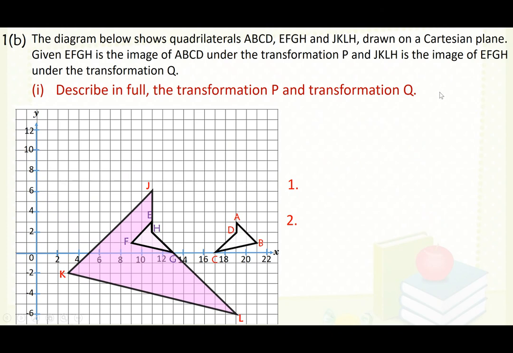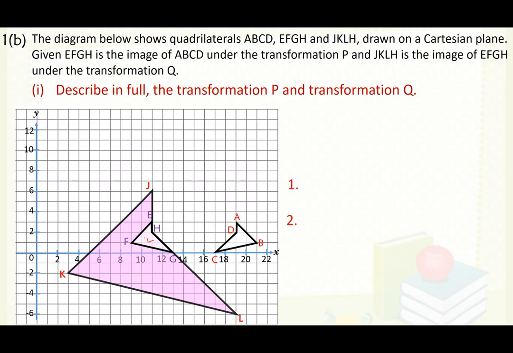Now we go to 1b. The diagram below shows quadrilaterals ABCD, EFGH, and the bigger one JKLH, drawn on a Cartesian plane. Given EFGH is an image of ABCD, so ABCD is our object. EFGH is the image of ABCD under a transformation P, and JKLH, this bigger one, is the image of EFGH under a transformation Q. So I summarize the question into the diagram.